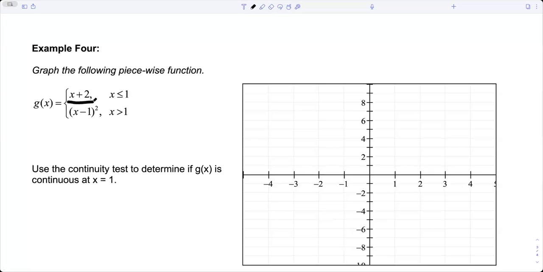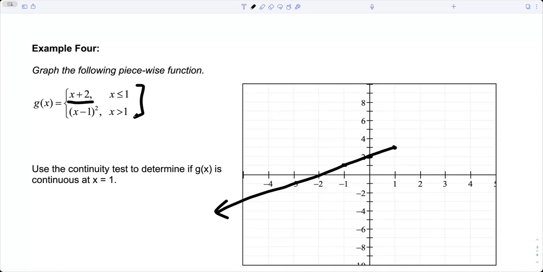So what type of function is this? Linear. What's the y-intercept? 2. And the slope is, so I'm going to go up 1 and over 1, down 1, back 1, and draw my line. And I stopped at 1 because that's where the pieces of the piecewise function meet. I also have a closed dot at 1 for the linear function.